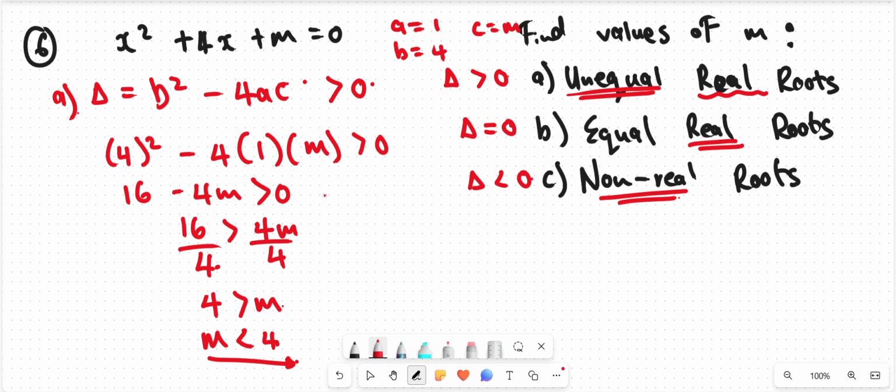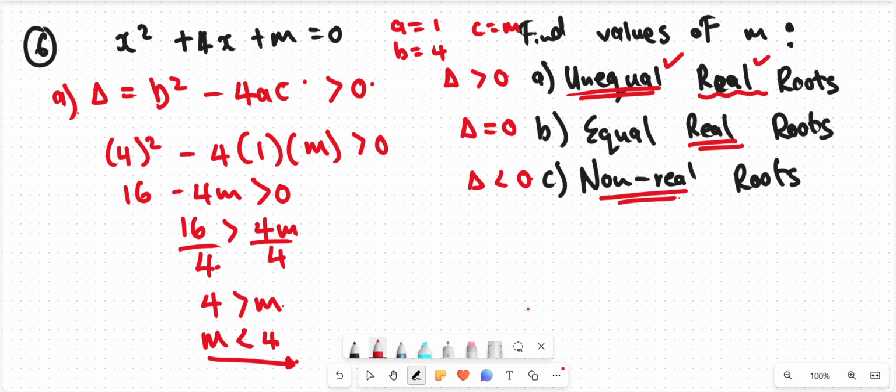And I hope you're noticing what's different between the questions that I was doing earlier and these questions. The earlier questions were actually asking you to discuss. They gave you an equation and they wanted you to discuss what types of roots there are. These questions want you to find the values of m for which they already told you what types of roots they are.